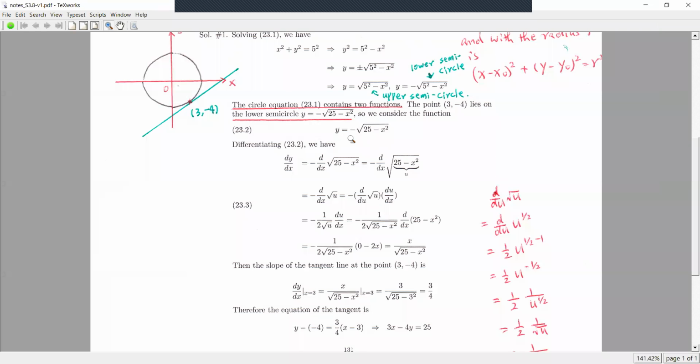After we get the derivative of the function, we can tell the slope of the tangent line at this point. Plug in the x-coordinate of the point in the derivative. Then we get that the slope of the tangent line at that point is 3/4. Now we have the slope. We have one point on the tangent line. The equation of the tangent line can be written down by the point-slope formula. The result is here.